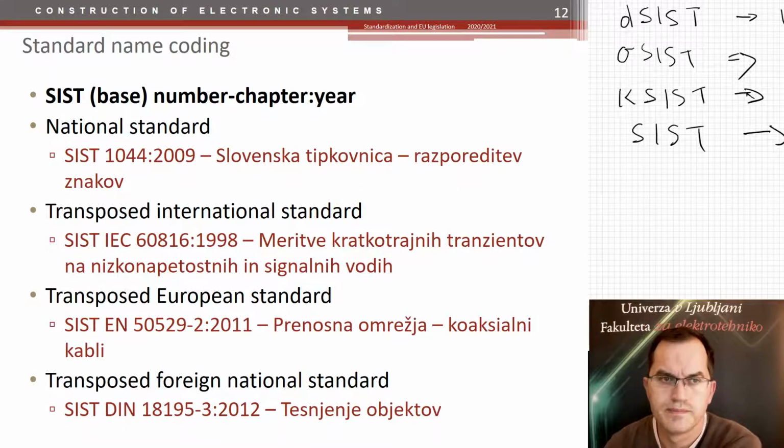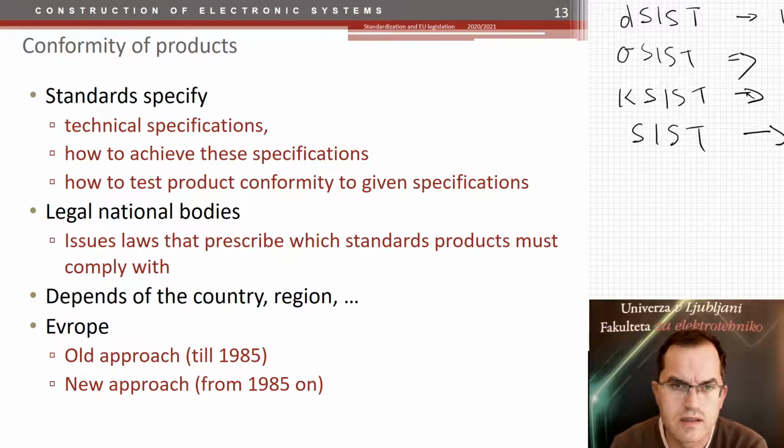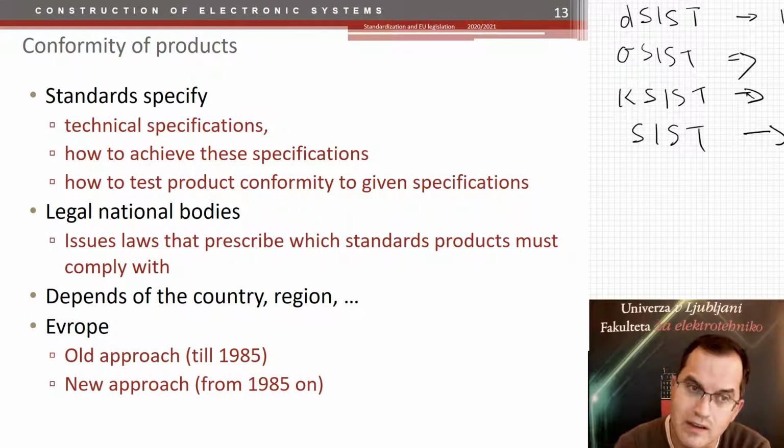All right, then, what do standards actually specify? How is the conformity to standards of products made in the European Union? Well, standards tell you the technical specifications of the electronic devices you're selling, how to achieve them, and how to test whether they are compliant with them.